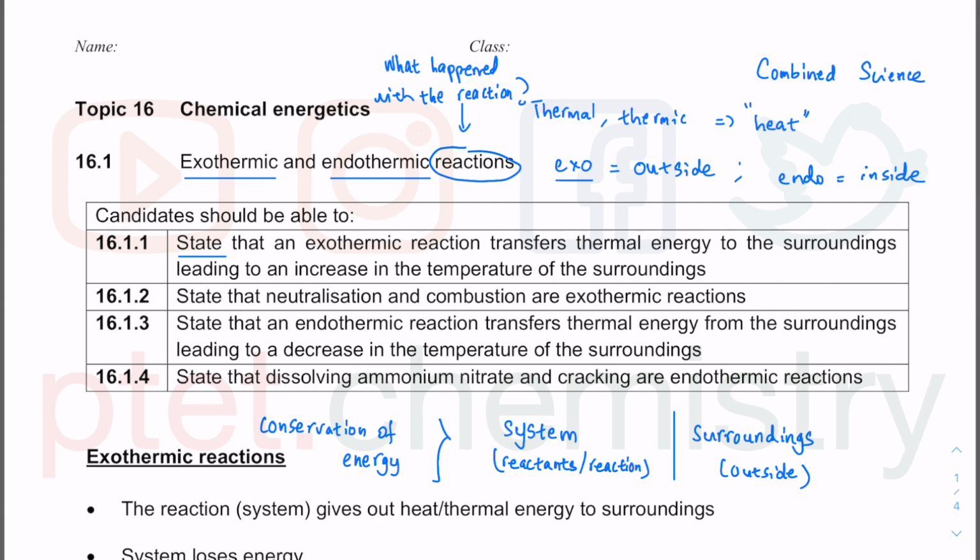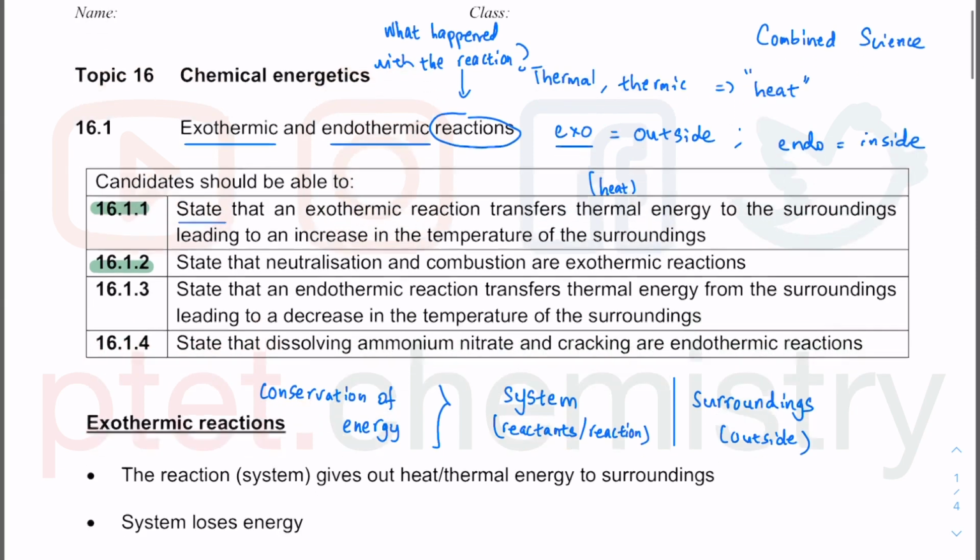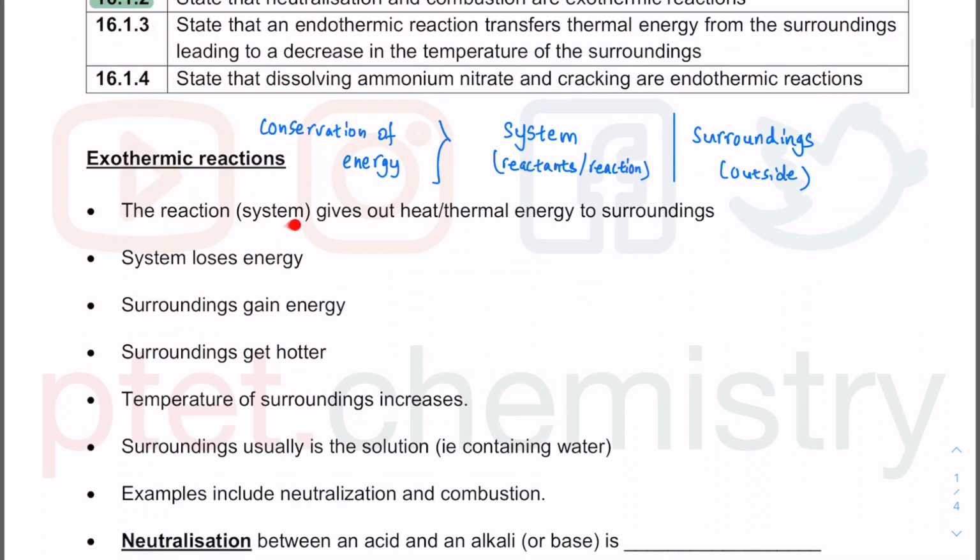So 16.1.1 is similar to 16.1.2 because the first one, exothermic reaction, transfers thermal energy, thermal meaning heat energy, to the surrounding. So you give out heat to the surrounding, you lose energy to the surrounding. So that's basically what it's saying. The system gives out heat to the surrounding. When your system loses energy, where does the energy go to? It goes to the surrounding. So your surrounding must gain the energy.